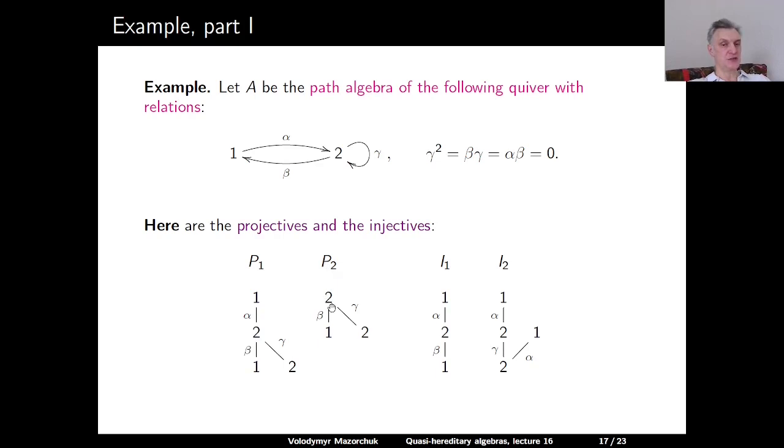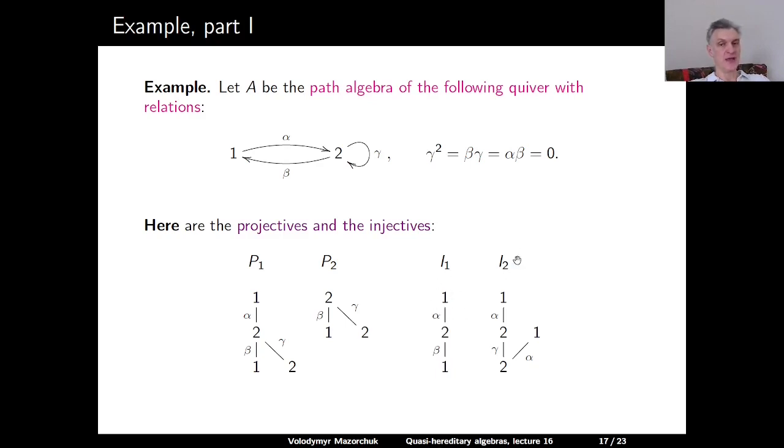And P2 starts at 2, we can do gamma to stay at 2, or we can do beta to go to 1, and then we hit the relations. I1 starts at the bottom at 1, we can come to 1 by beta from 2, and to this 2 by alpha from 1.